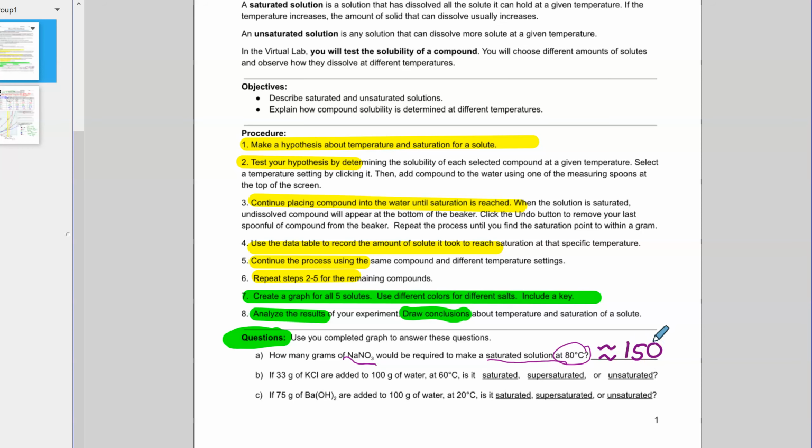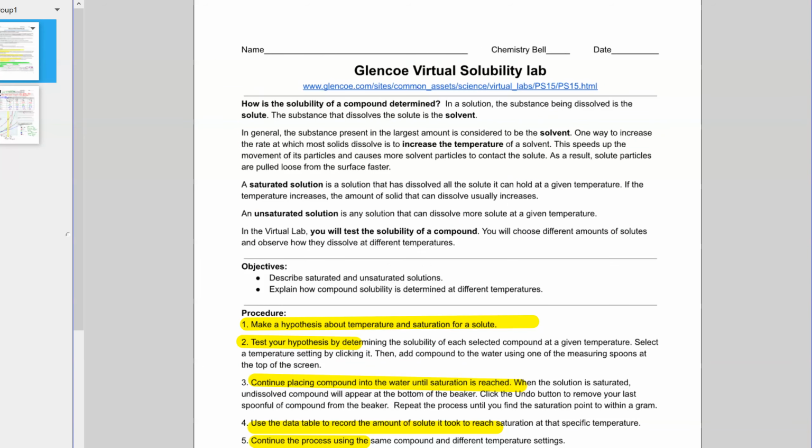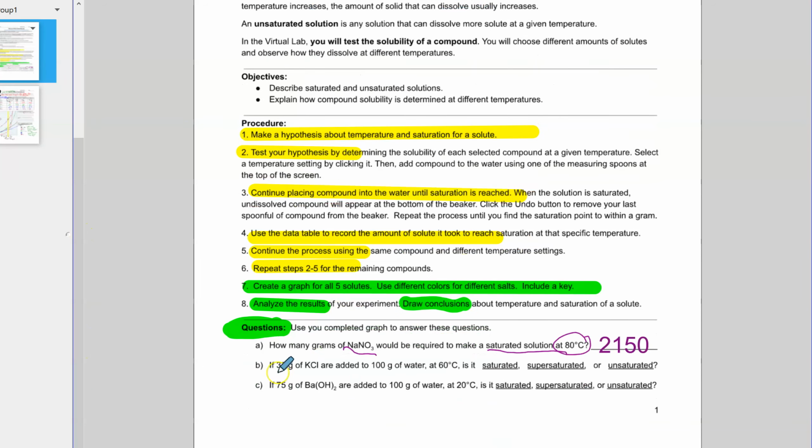Okay. Now they want to know about KCl. So KCl, potassium chloride, they say if 33 grams of KCl are added to 100 grams of water at 60, is it saturated, supersaturated, or un? Whoa, hold on. I turned on some kind of predictive text thing. I got to turn that off. I don't know what happened there. Okay, and we're back. I think I fixed it.